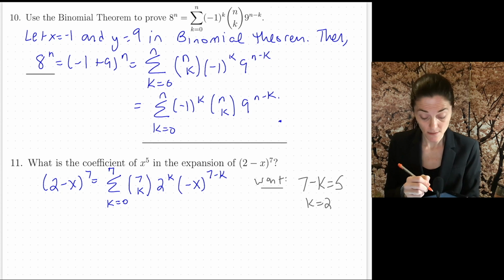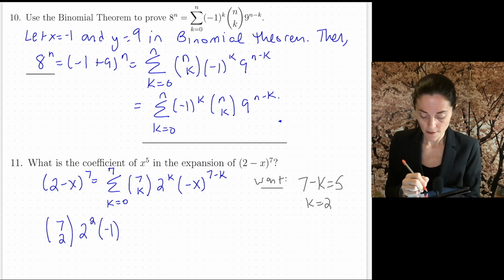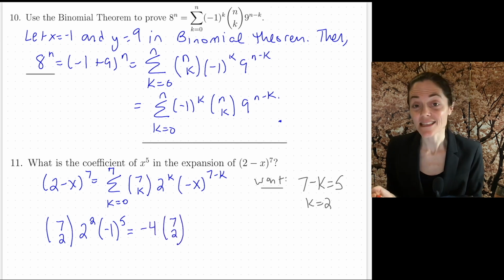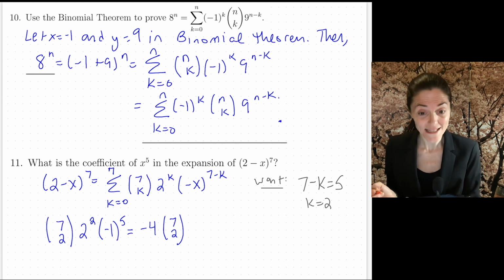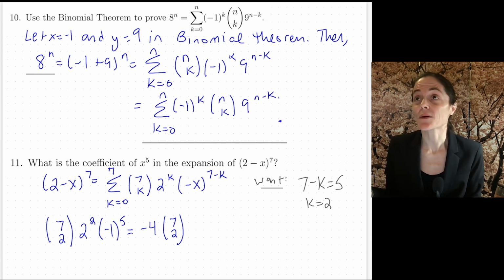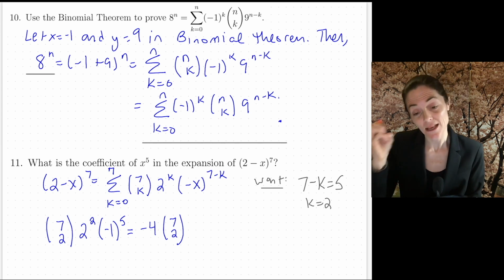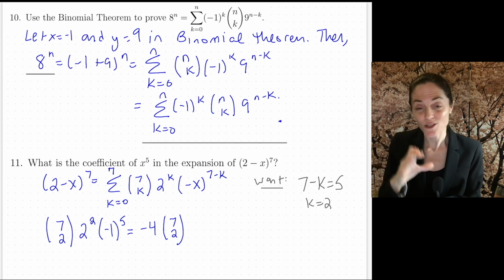When we do this, we get the coefficient is 7 choose 2, 2 squared, and then minus 1 to the 5, which is negative 4 times 7 choose 2. This is my coefficient. Now, what is 7 choose 2? Well, you can either use the formula, it would be 7 factorial over 2 factorial times 5 factorial.